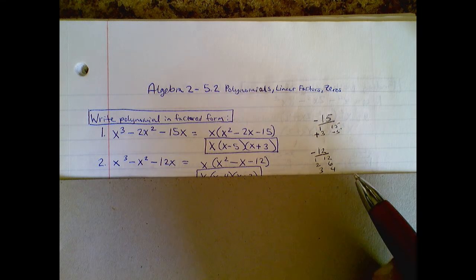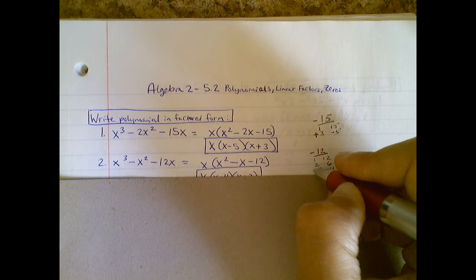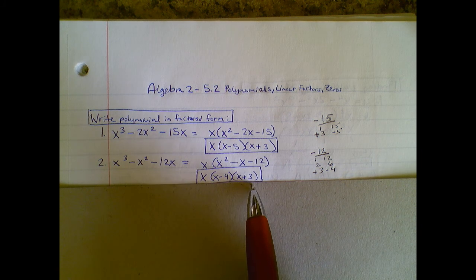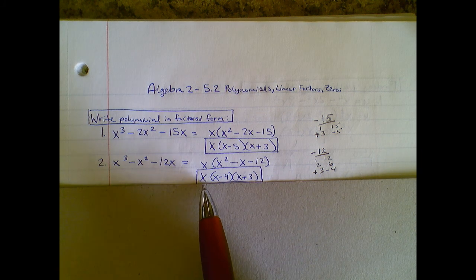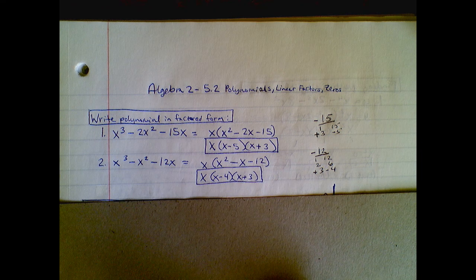And the only combination that works to get to negative 1 is the negative 4 and a positive 3. So we throw that in. Again, the order doesn't matter. And whatever we factor out, we still keep that as part of the original problem, or the answer.